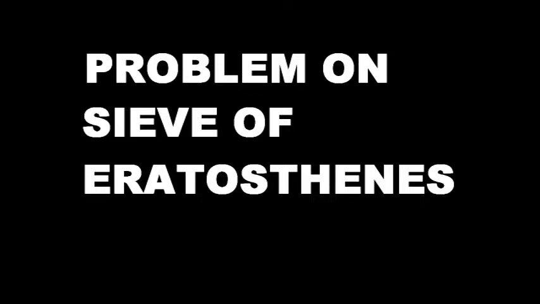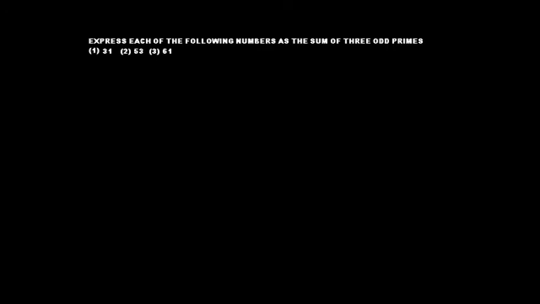So the problem that could be asked on Sieve of Eratosthenes could be something like this: express each of the following numbers as the sum of three odd primes: 31, 53 and 61. Each of these numbers has to be represented as a sum of three odd primes. That is, you have to choose three numbers, and those three numbers should be odd and they should be prime.